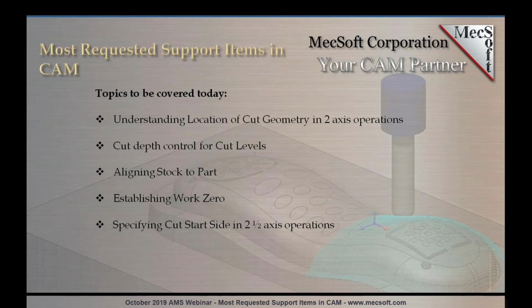And then also, how do you control cut depth for different cut levels? Aligning stock to part, that's also a big item that people ask us about. Then establishing work zero. And finally, specifying cut start side in 2.5 axis operations. That's also a big item that we frequently get questions on.